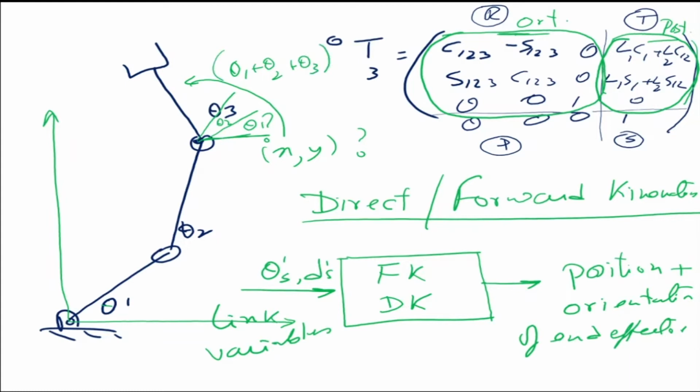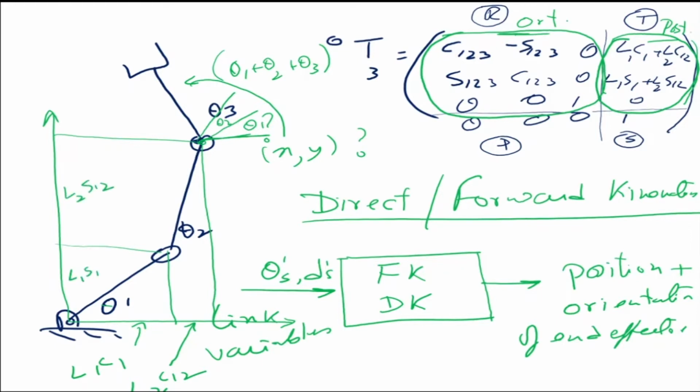What is the position? It is the position of this point. So we have projected down here. What is it equal to? It is equal to this much, which is L1 cos theta 1, and this much, which is L2 cos of theta 1 plus theta 2. So this is the position of the end effector in the x direction. In the y direction it is this much plus this much, which is L1 sin theta 1 and L2 sin of theta 1 plus theta 2. What are L1, L2? L1, L2 are the link lengths. So this is the meaning of position and orientation of the end effector.